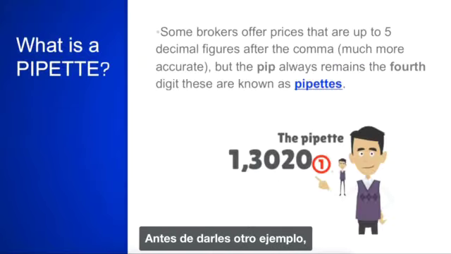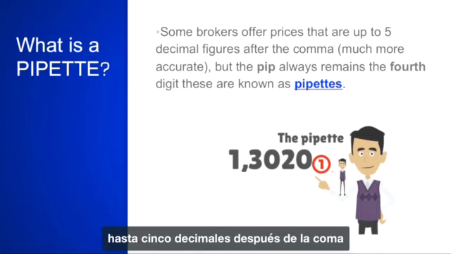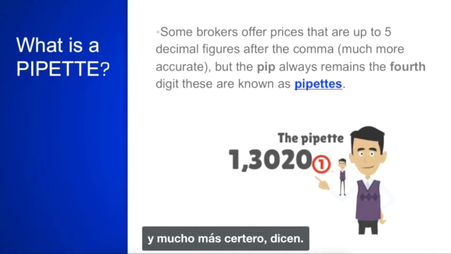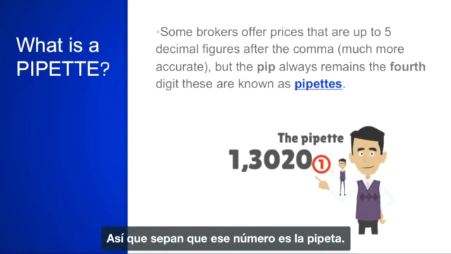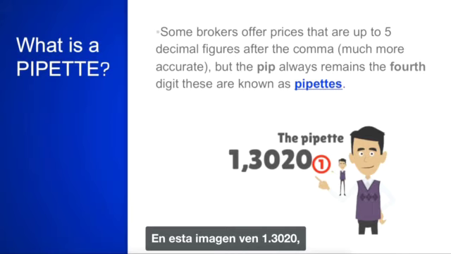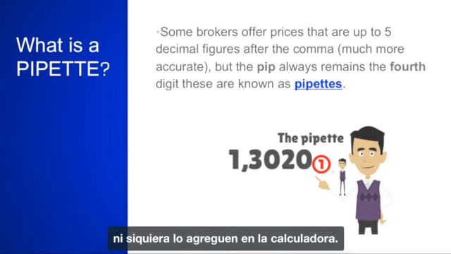Before I do another example, I did have to mention the pipette. Some brokers offer prices that are up to 5 decimal figures, and it's supposedly much more accurate. Really, what I say is it just gets in your way, makes you mad, and you think you were calculating pips, but you got confused with the 5th digit. So know that number is the pipette. In this picture, you see 1.3020, and that 1 is the pipette. Let me tell you now, ignore that number. When you're calculating, don't even add it to your calculator.